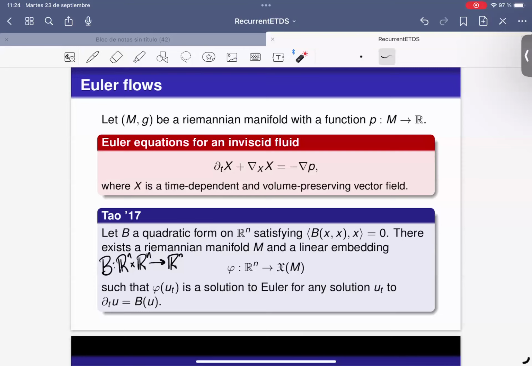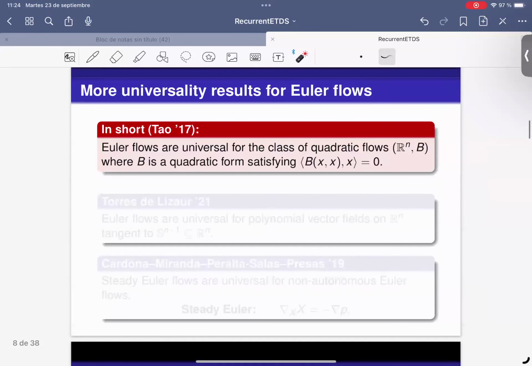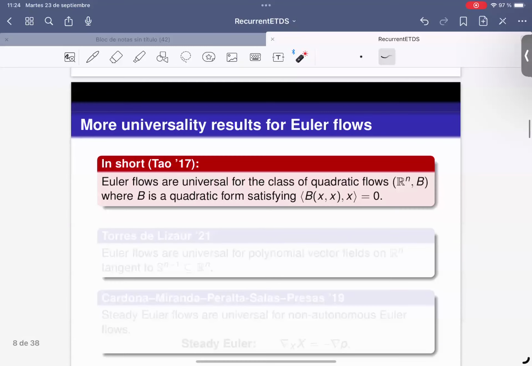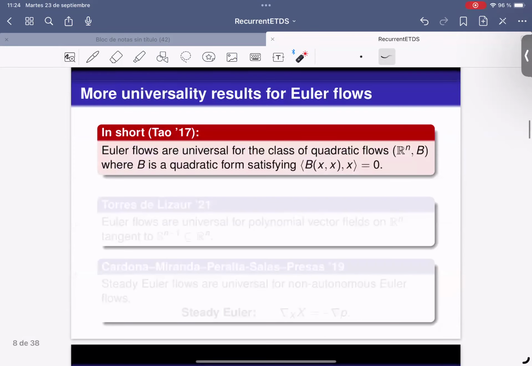So, in short, Tao's theorem says that Euler flows are universal for quadratic flows satisfying this property. And as I was mentioning, the embedding is super explicit. You get a bunch of n solutions to the Euler equation that are very explicit, and solutions of the Euler equation for a certain metric that you handcraft. Okay. More results about universality.